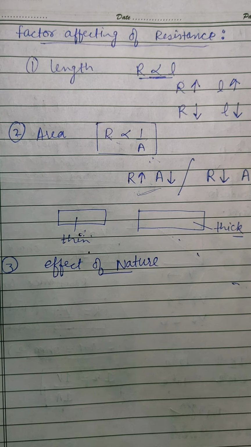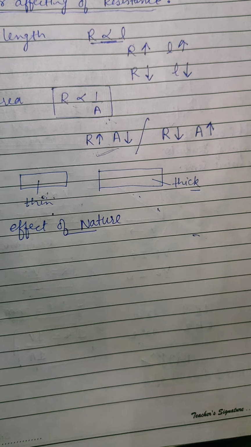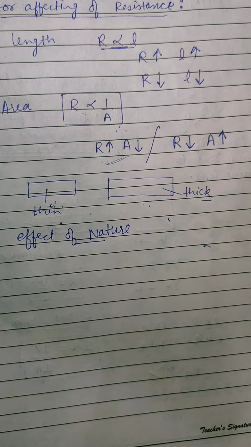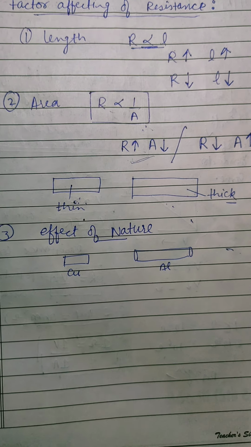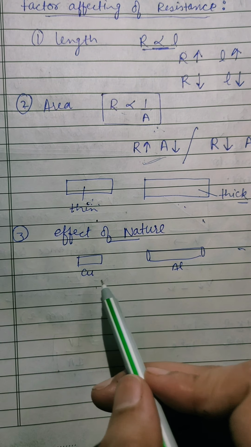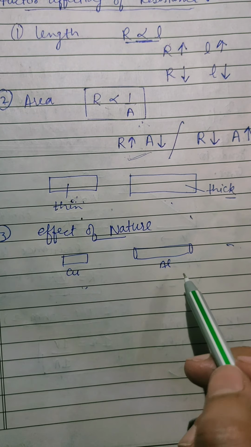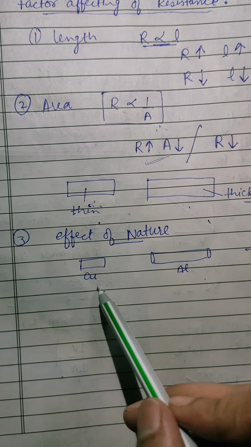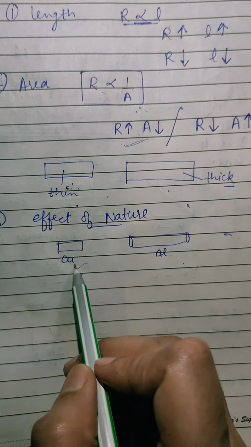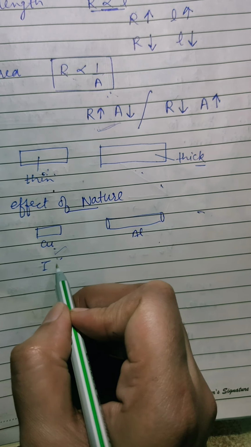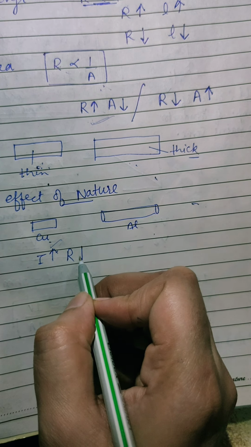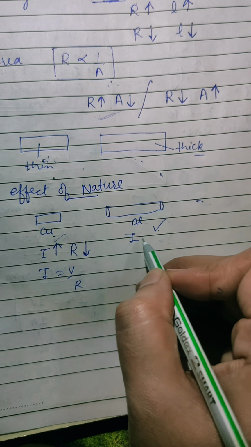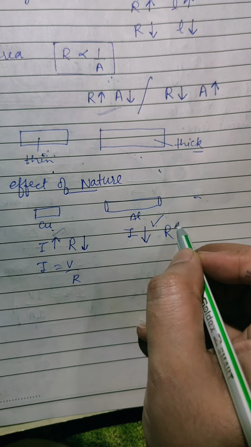Next, the effect of the nature of the conductor which we use. For example, if you have two wires, one copper and another aluminium. Connect the copper first with an ammeter and check the reading, and later connect the aluminium wire with the ammeter and check the reading. We found that in the copper wire the current is more. If the current is more, then the resistance is less, because I equals V upon R, and in the other case the current is low and the resistance should be high.